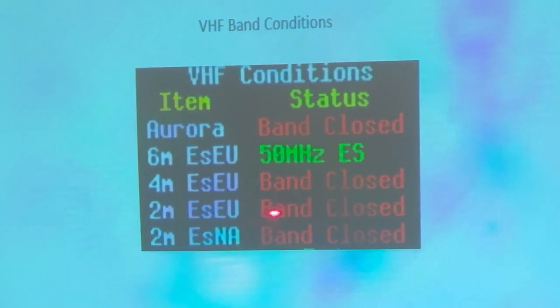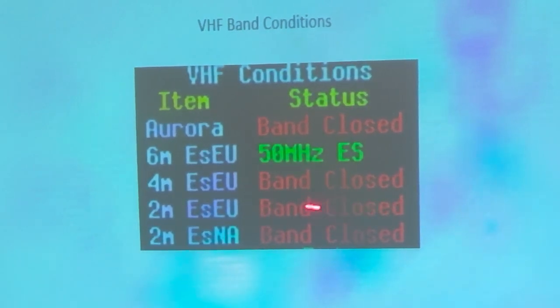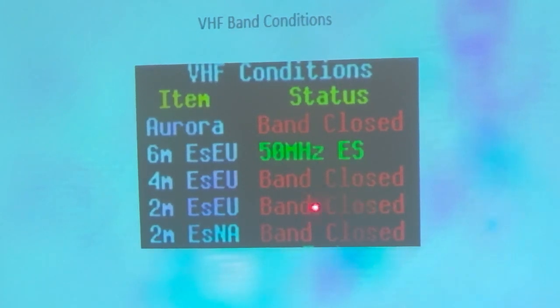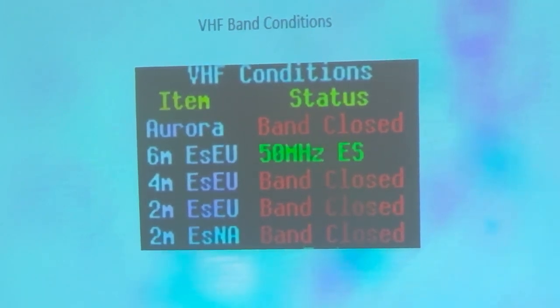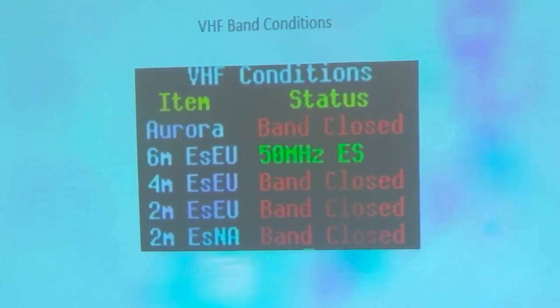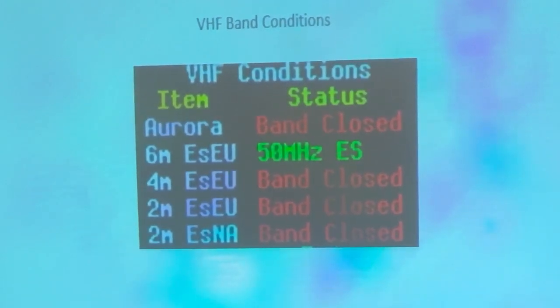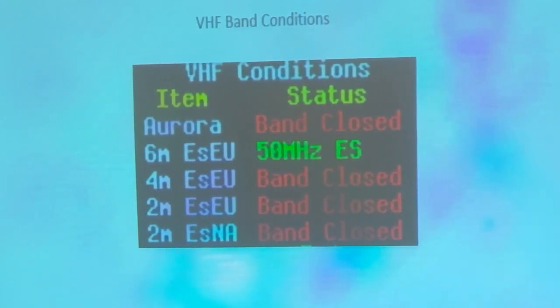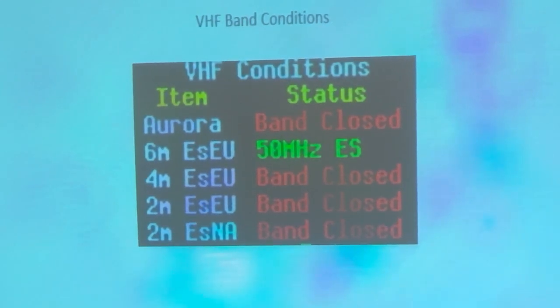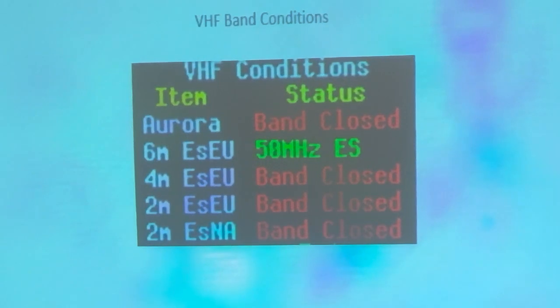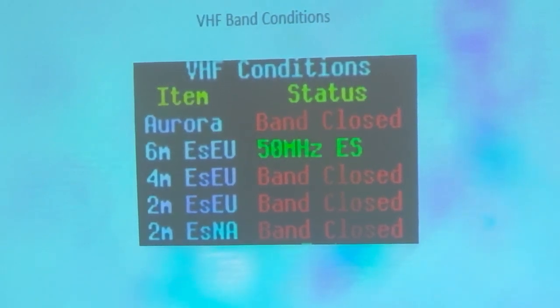Now, if they say that 2 meters is open there, or you have sporadic E there, then some places in Europe are getting sporadic E signals bounced off from up above. And they even have one for the United States. Down here at the bottom, it shows you where the sporadic E clouds are in the ionosphere, in the E layer. And as I say, sometimes you can get some fantastic signals.